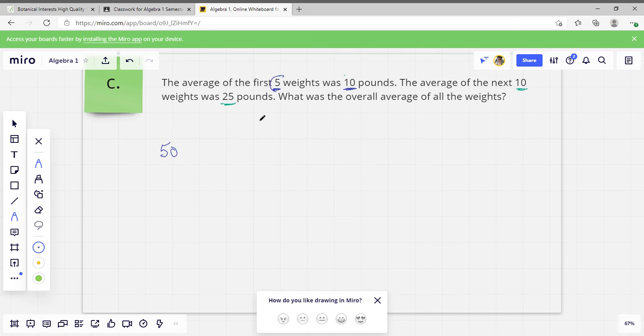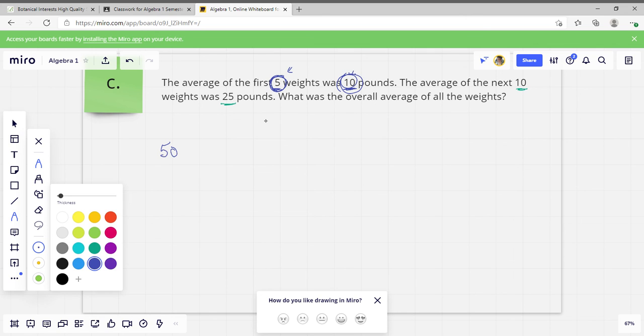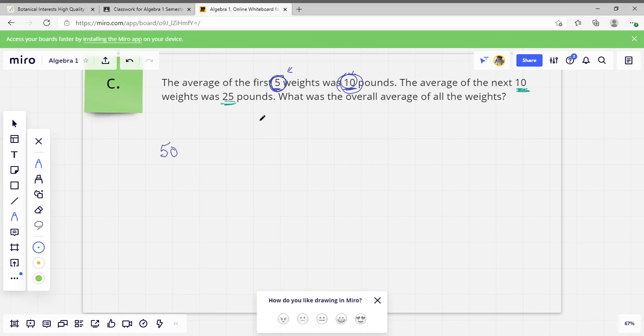Okay, so that was this one times this one. These are 5 weights times 10 pounds. All right, and then the next one is 10 weights times 25 pounds. So that'll be 250. Okay, so I got 10 numbers. Their average is 25. I'm going to add that together. And I'm going to get 300.